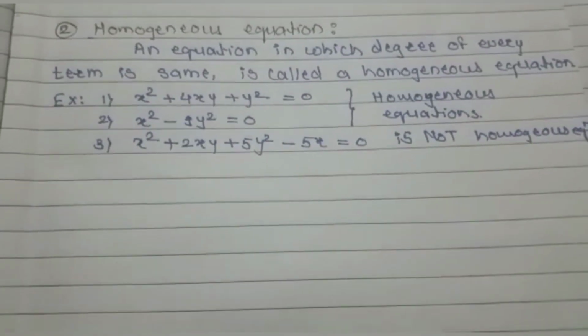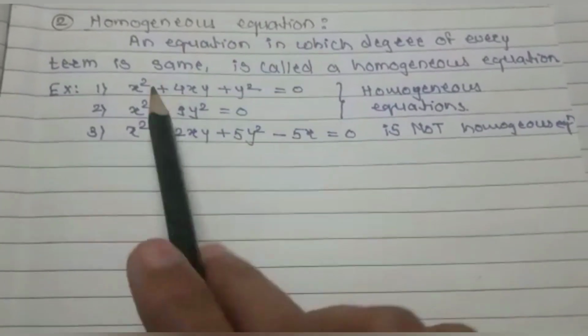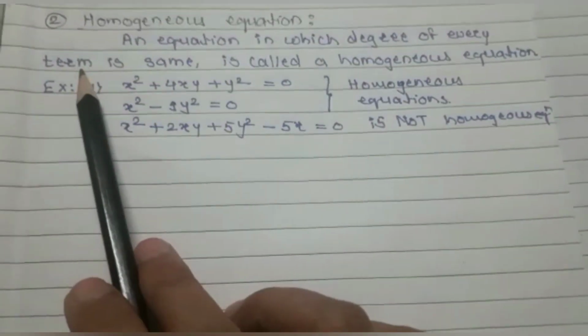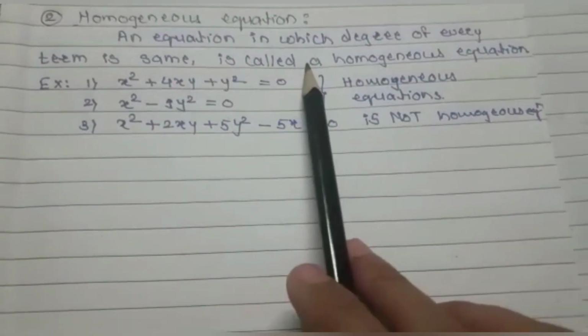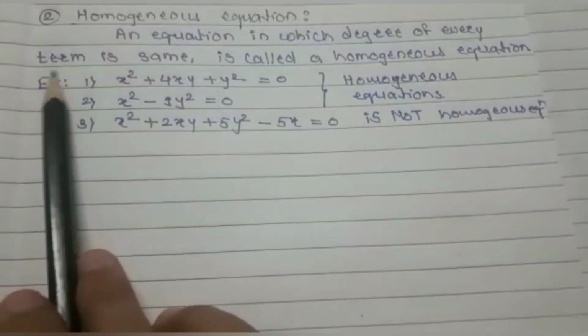The second important definition is homogeneous equation. Now how to define a homogeneous equation? An equation in which the degree of every term is the same is called a homogeneous equation. Degree of every term should be the same.